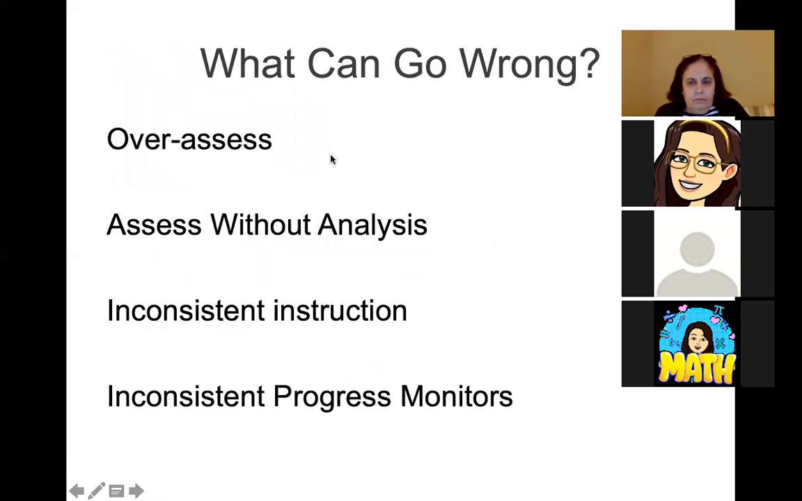So one thing that can go wrong is to overassess. And of course, to underassess, because you may think that, oh, this is enough and I don't need to do more, without looking at the pattern of responses of a student. Another area of challenge is that you may assess without analyzing the data. When I personally work with teachers, they will have folders of data that they just complete, but they are not necessarily analyzed, or they are completed because they are asked to complete them, but they have not looked at them to make instructional decisions.